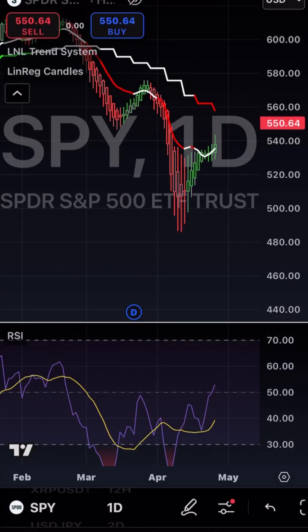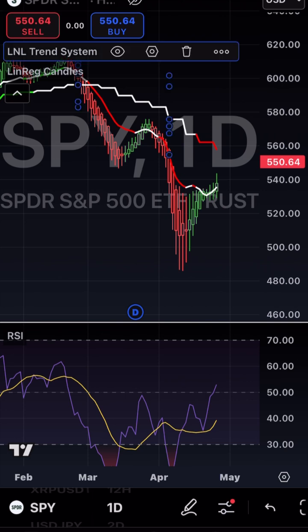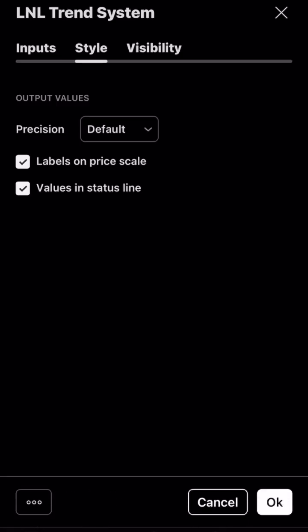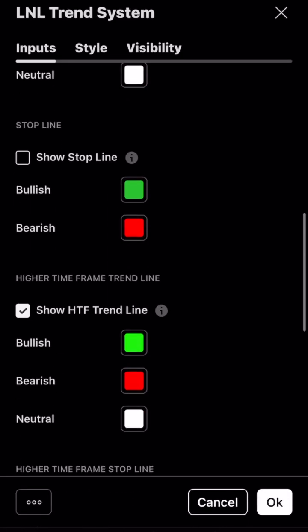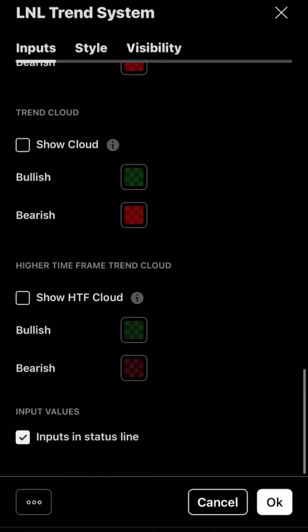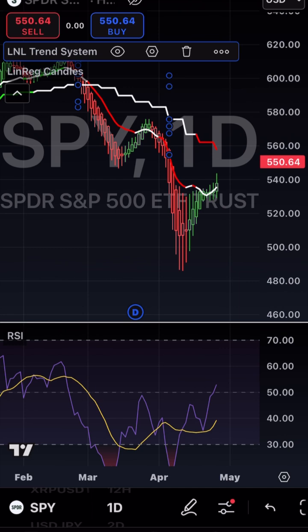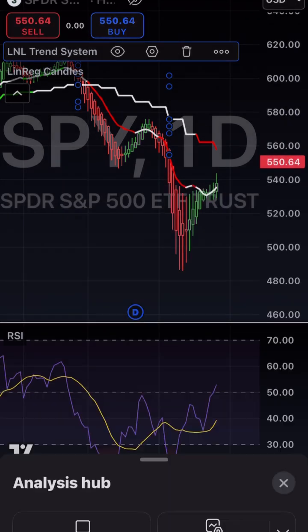Okay, so before we begin, let's look at this on the day chart, and let me show you how I set this up real quickly. I've made this in a couple videos, but first, to follow this formula, you want to get your L&L trend system. Check off everything except for show trend line and show HDF trend line. Everything else you can check off because it's a distraction. The next thing you need to get is your linear regression candles. This is optional, but I use it because it makes everything more clear.